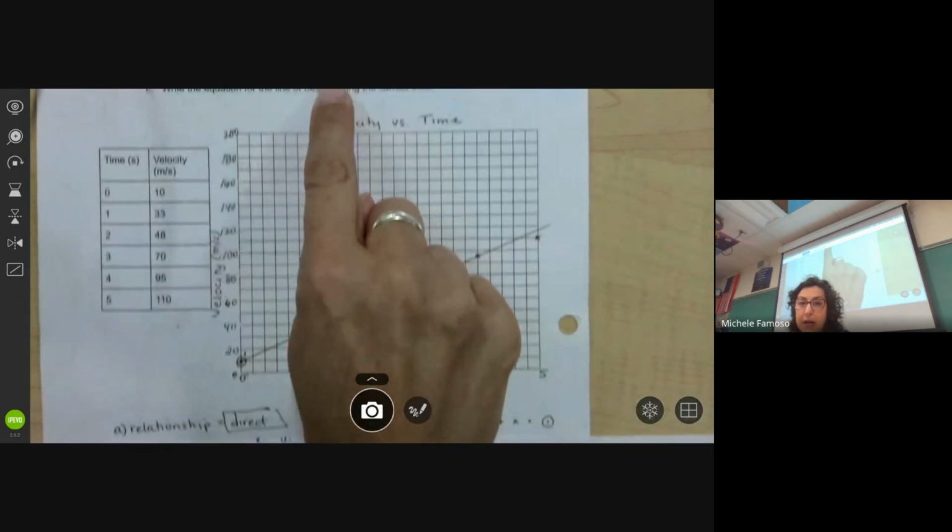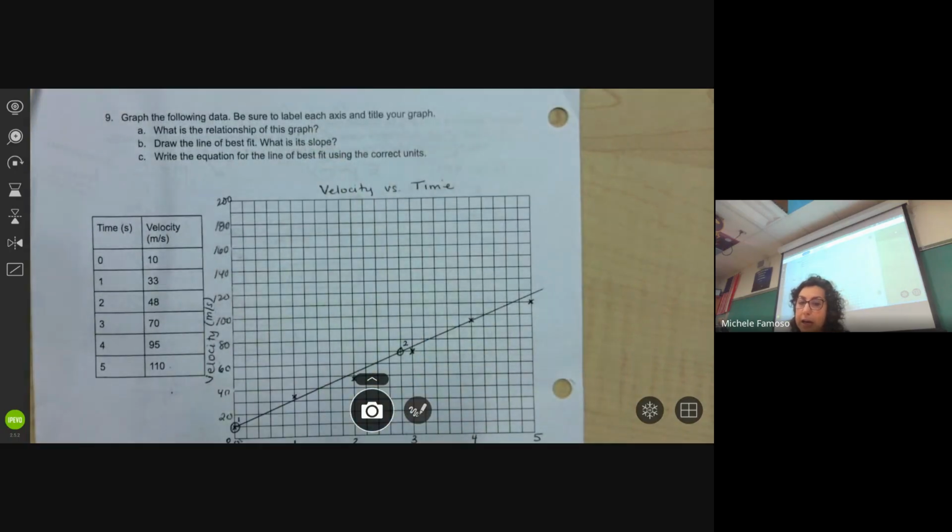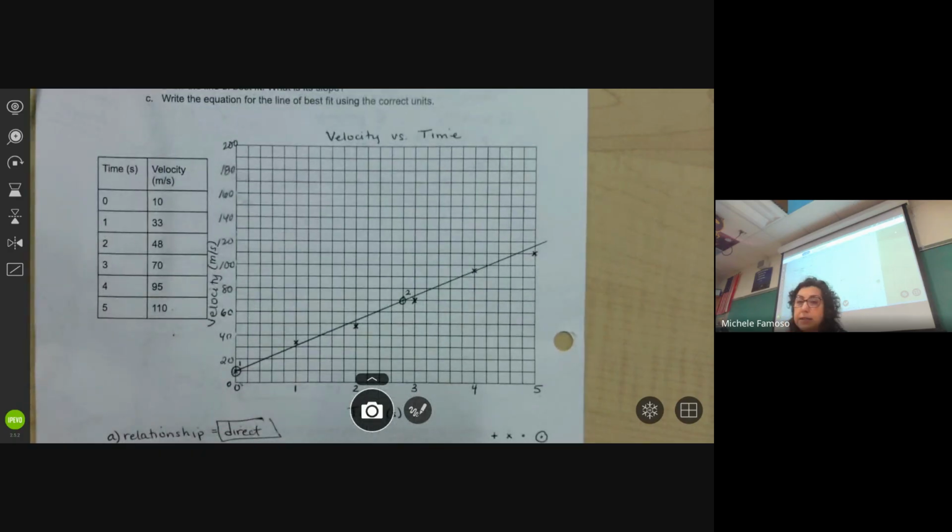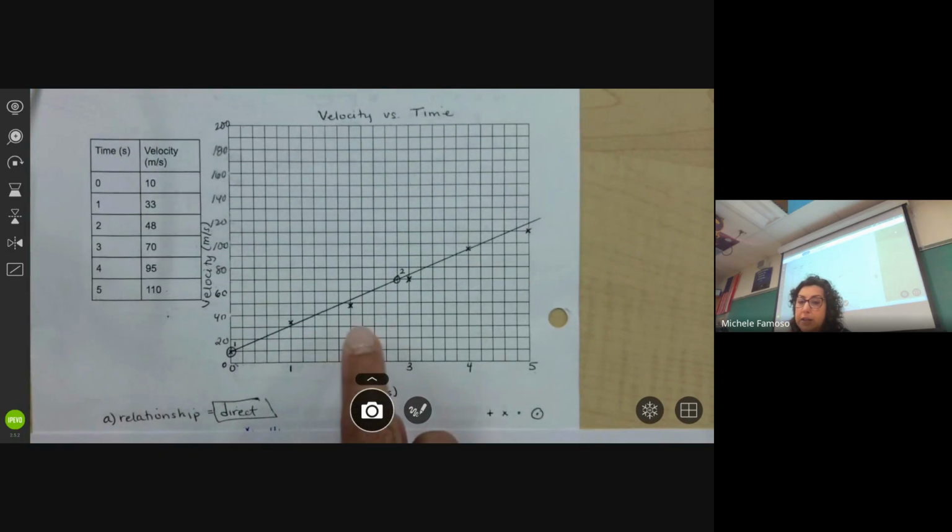Now I want you to find the slope of this line of best fit. So you got to find 2 points that are on the line, not necessarily data points. So if I had done the slope calculation using that data point right there that I'm pointing to, that would be wrong because it's not on the line.